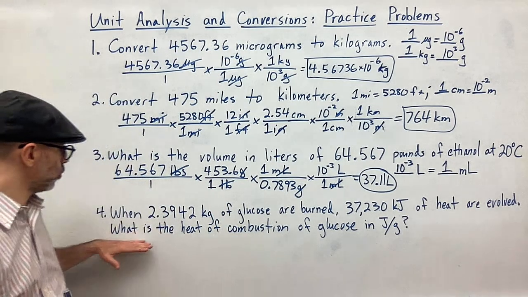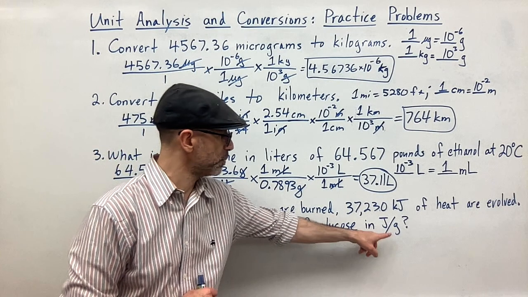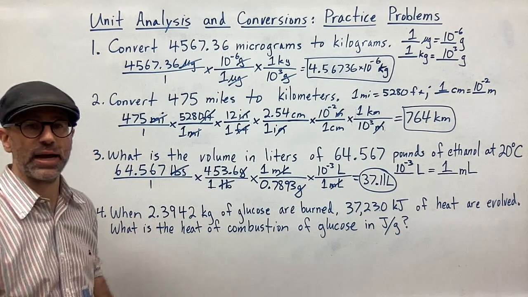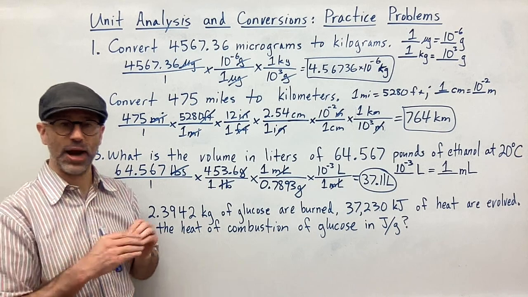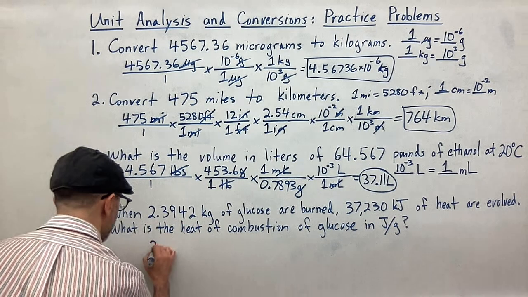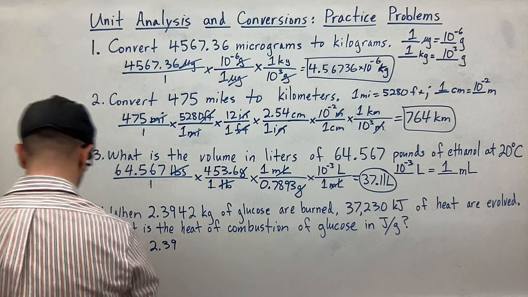So they're asking what is the heat of combustion of glucose in joules per gram. We're given kilojoules and we're given kilograms. So we can write that as a fraction. So here we can start with 2.39.